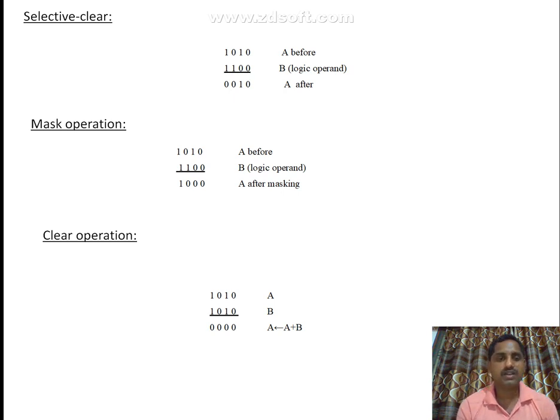Now let us go to the insert operation. Both are 0, so the result is 0. The two rightmost bits are cleared because the corresponding bits in B are zeros. The two leftmost bits are left unchanged because the corresponding bits in B are ones. The mask operation is followed by the OR operation, which is one of the applications of the insert operation. So the result is A plus B.